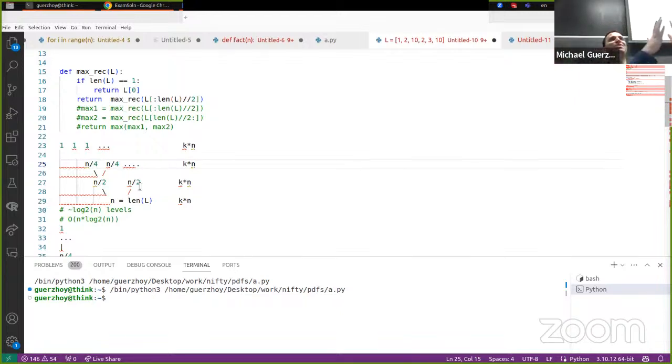But if I group them together, it turns out that I can just say this group, which is just one call, is K times n, and then this group taken together is also K times n, and so on.